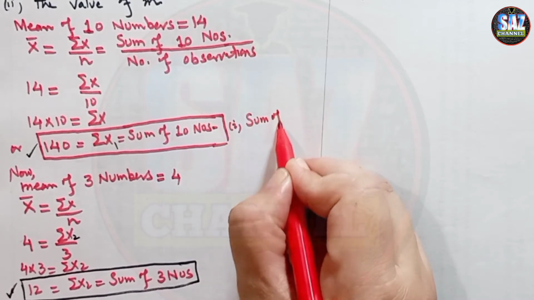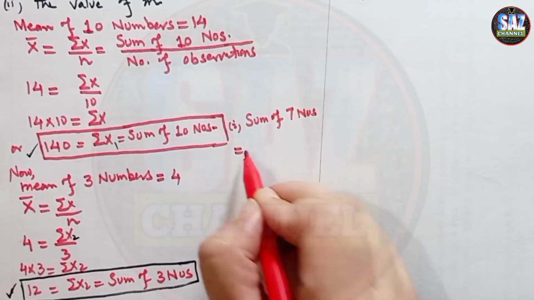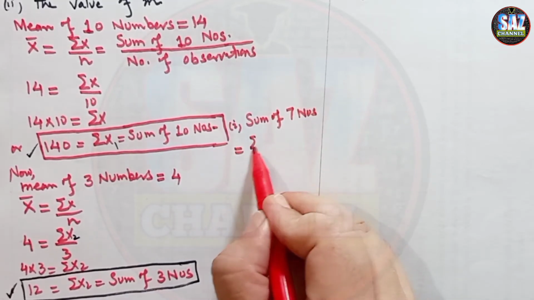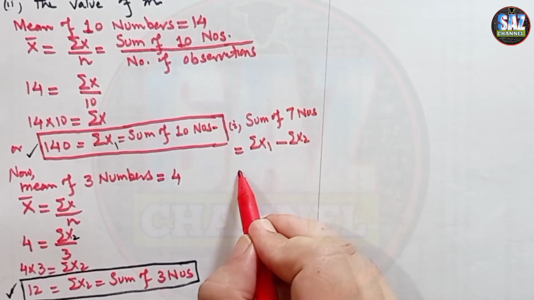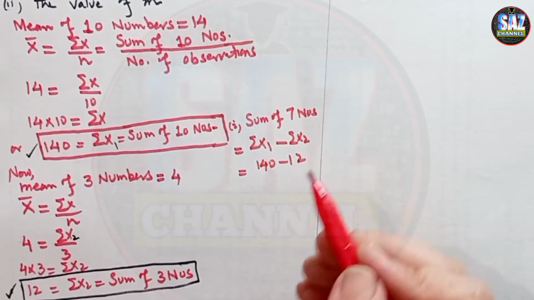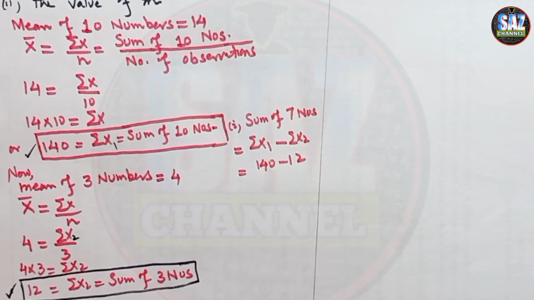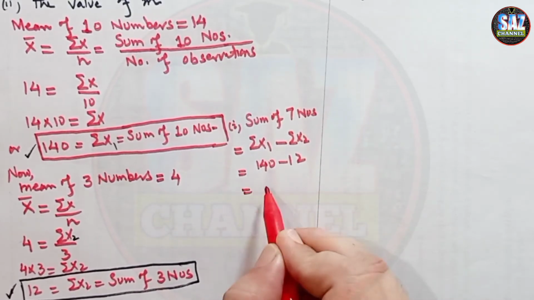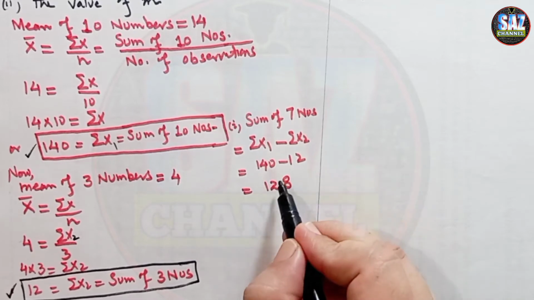Sum of 7 numbers equals summation x1 minus summation x2, and this is equal to 140 minus 12. I'm taking away the sum of 3 numbers from the sum of 10 numbers. 140 minus 12 gives me 128. Now children, what is this 128? This is the sum of 7 numbers.